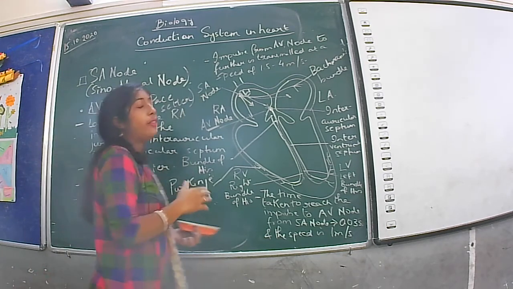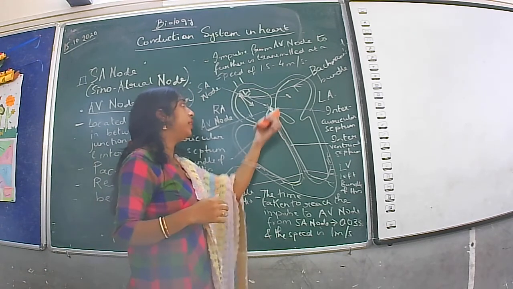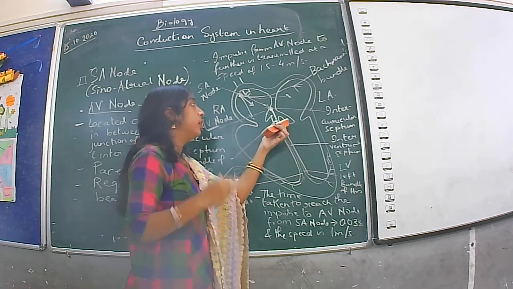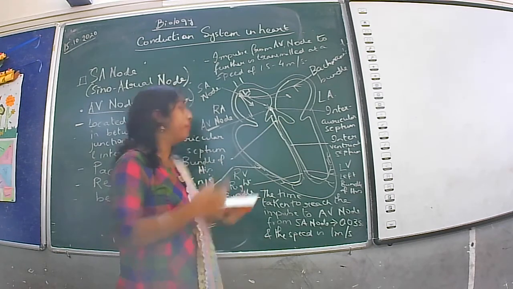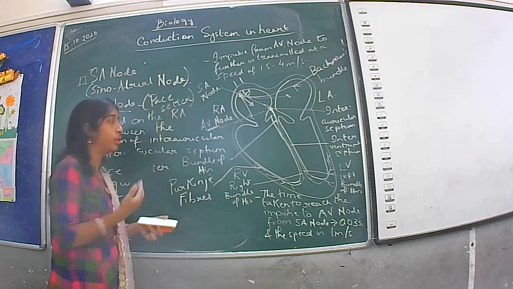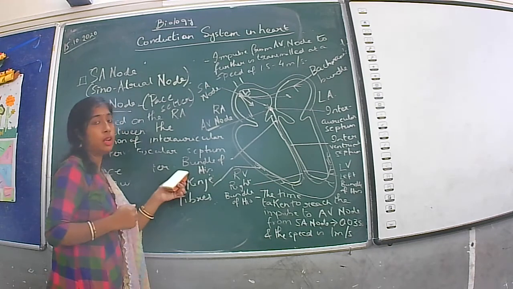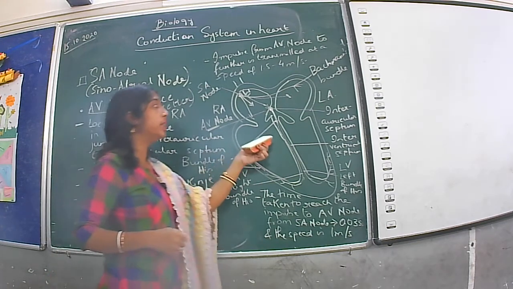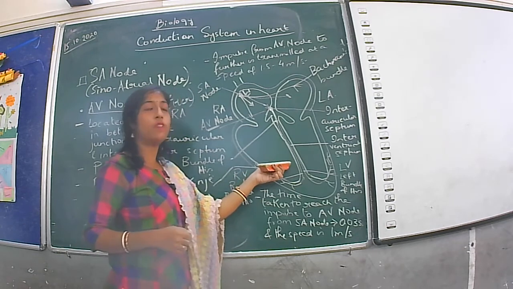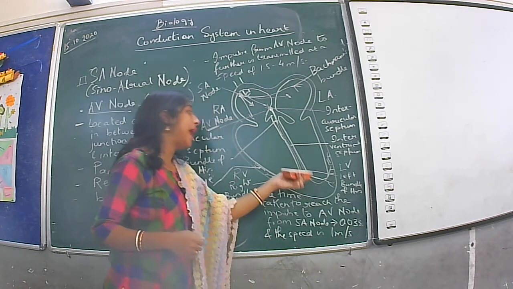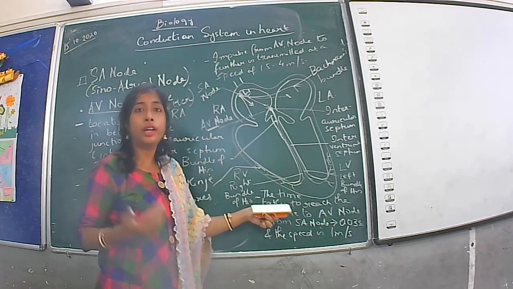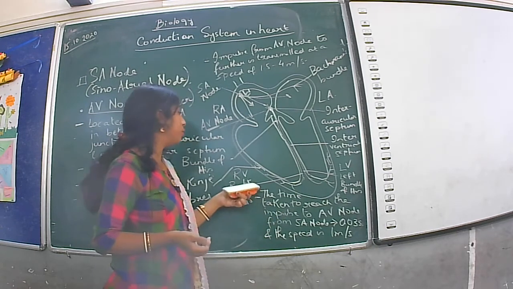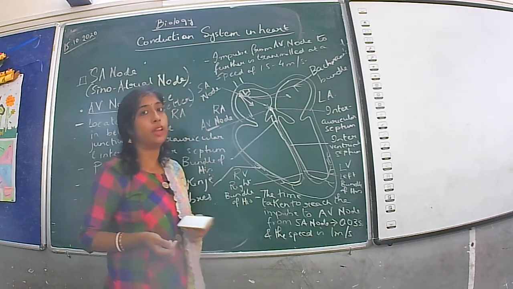Now, from the AV node, what is happening? From the AV node, it is transmitted further to the bundle of His. That is another nodal tissue, the bundle of His. This bundle of His is further divided into the left bundle of His and the right bundle of His, and this again gets divided into fine fibers, which are known as the Purkinje fibers.